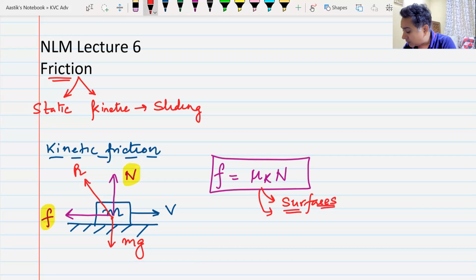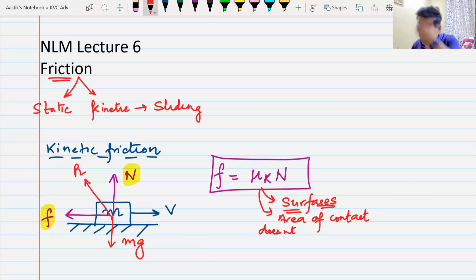This mu k does not depend on area of contact. Unless the surfaces are changed, it does not depend on area of contact. Do we understand this? So if I keep a body like this, or like this, or like this, the value of mu k remains the same unless you change the surface. One surface is different and the other surface is different. It only depends on the two surfaces which are in contact.